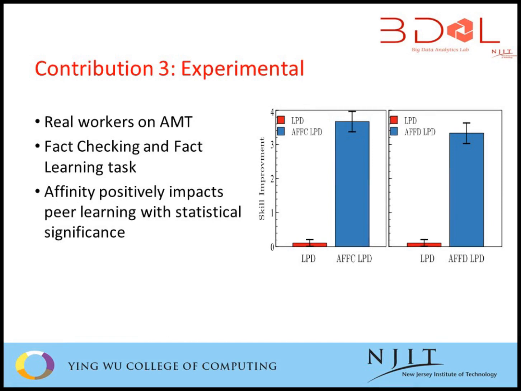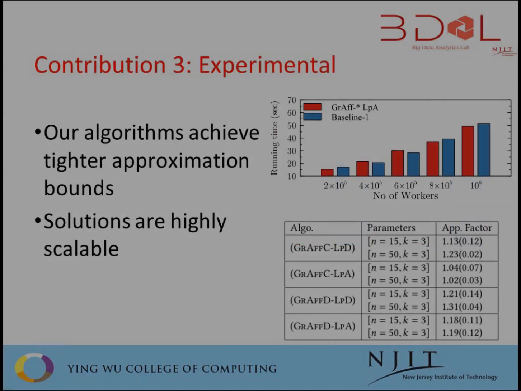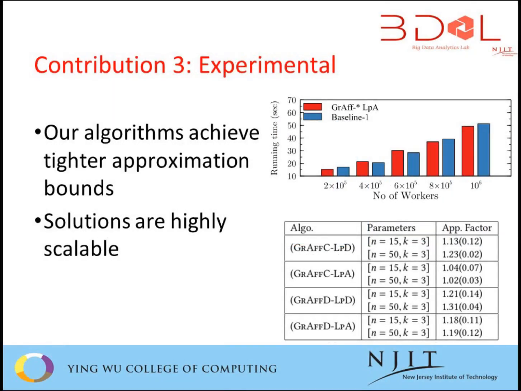We deploy fact-checking and learning application with real workers from Amazon Mechanical Turk to demonstrate that affinity improves peer learning with statistical significance. And our synthetic data experiments are comprehensive and demonstrate the scalability and effectiveness of our algorithms.